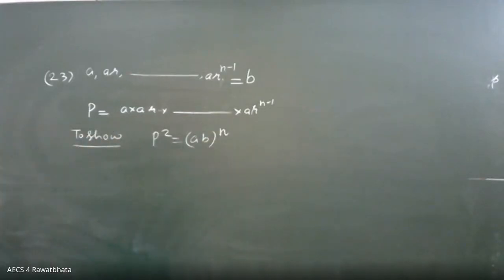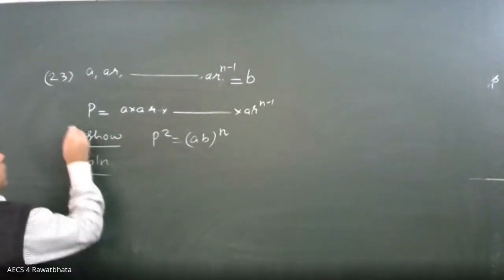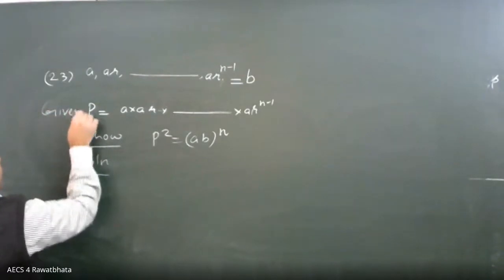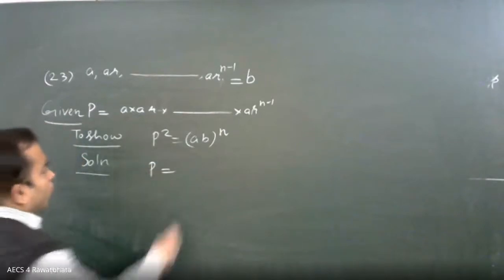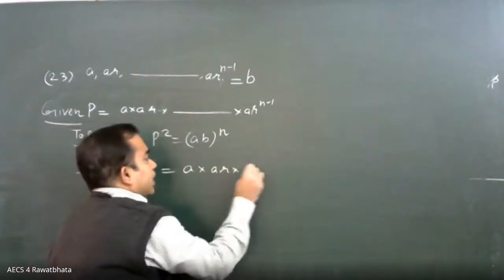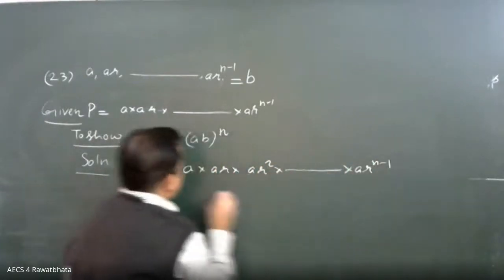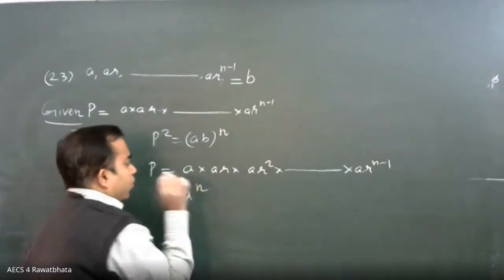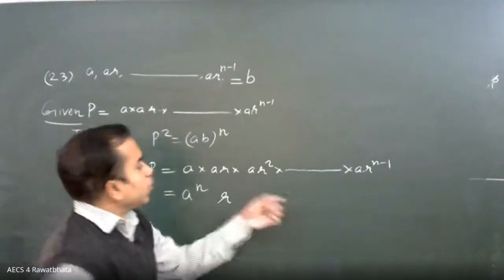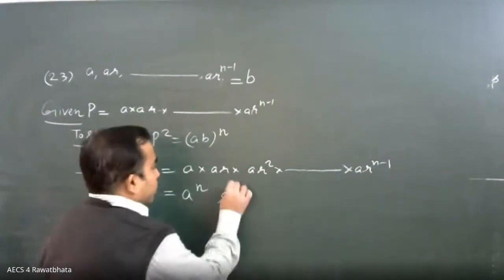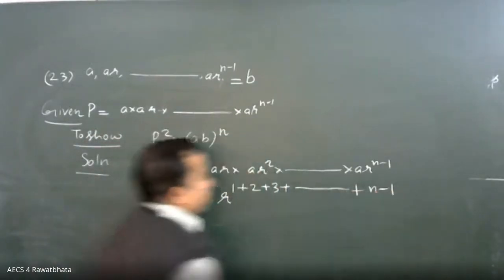ठीक है, तो जरा P को पहले सिंप्लीफाई कर लेते हैं. Right. So let me simplify P first. So P equals, because n terms are there, A raised to power n, obviously, into R raised to power, because bases are same, so powers will get added. So R raised to power 1 plus 2 plus 3 plus etcetera plus n minus 1 it will become.